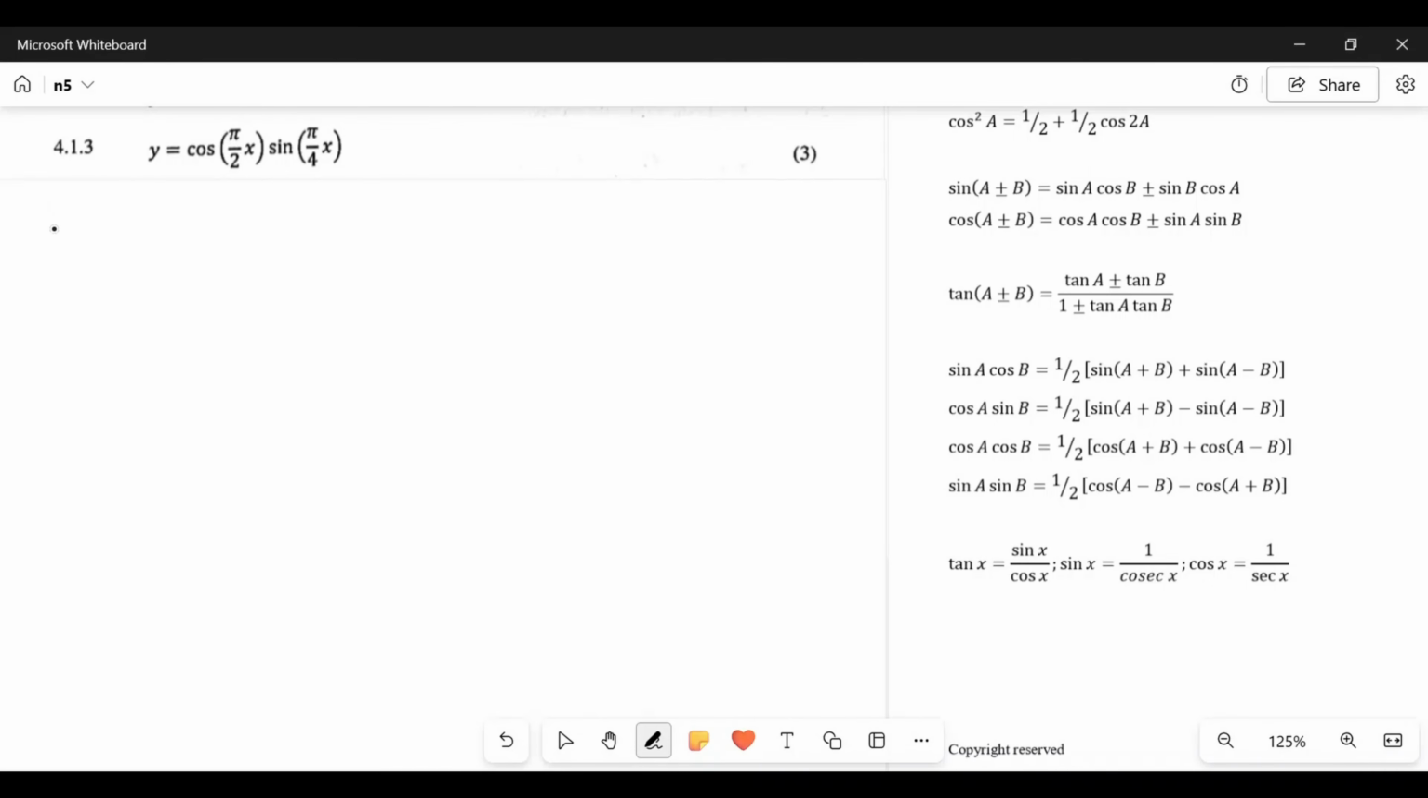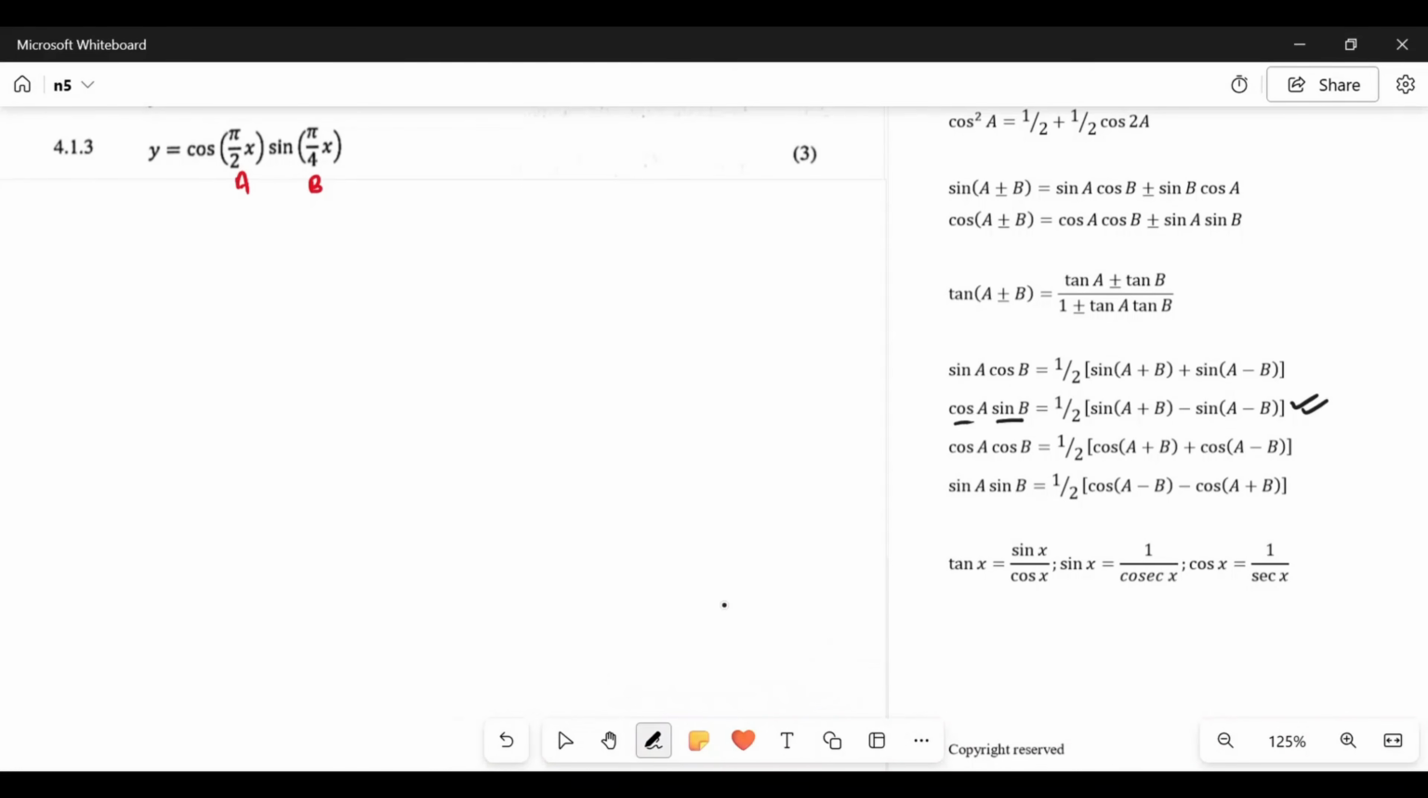Well, guys, here is 4.1.3. Now, 4.1.3, they want us to integrate the following here. y is equal to cos(pi over 2 x) sine(pi over 4 x). Now, this here, guys, it's an identity. As you can see here, we have this identity on our right-hand side. So this identity starts with cos A sine B. So we can say here in our problem, this here is A, pi over 2 x, and then this here is B, pi over 4 multiplied by x. There we go. So we are able to use this identity here.